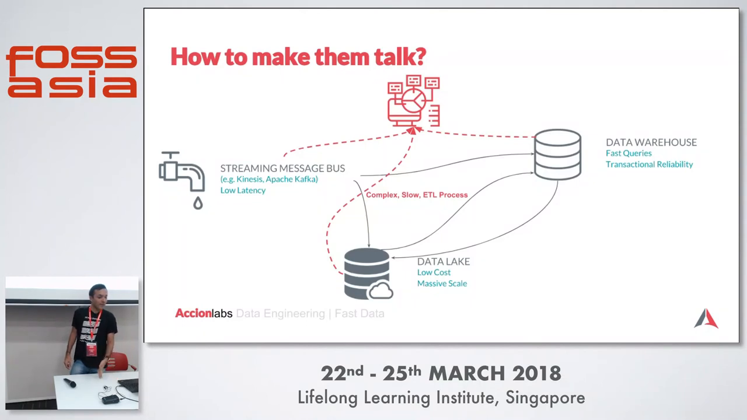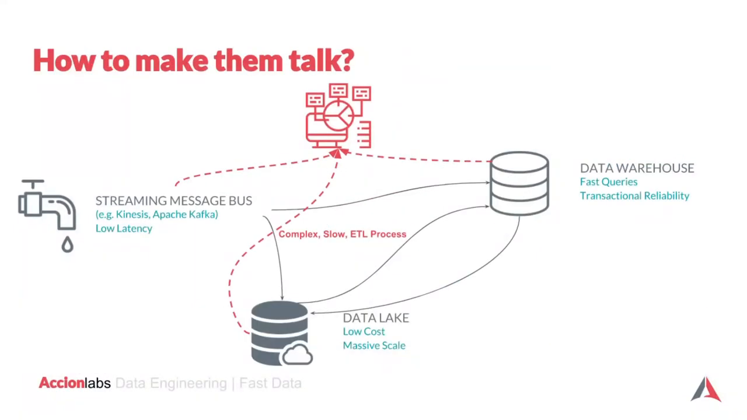So when it becomes complex, you have an application here, and you ingest data with streaming buses like Kinesis and Kafka, and through data ingestion it goes to the data lake. Assume that you can move any component anywhere, and people move data. Sometimes people move data from the data lake to the data warehouse, and then you need to aggregate and process data for your application on top of that. So it's a complex, slow ETL process.